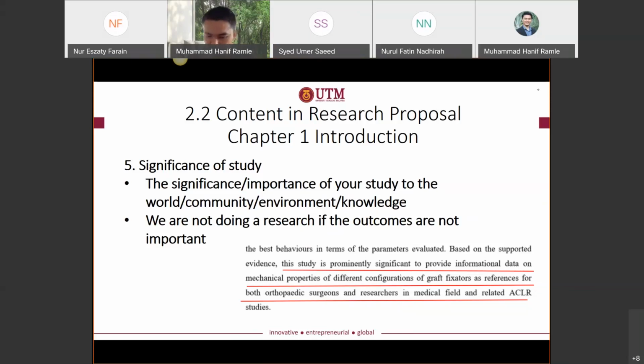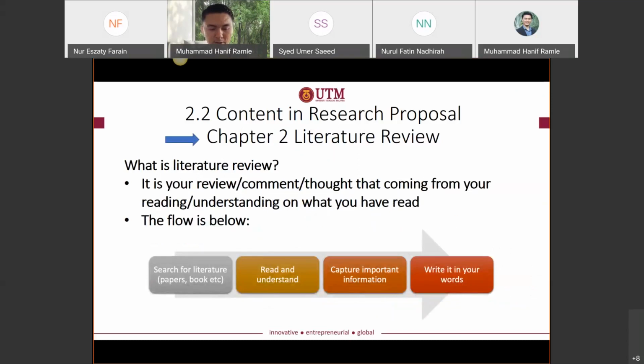So the sentence that you can refer to in the slide is like this. You can mention: this study is prominently significant to provide informational data on mechanical properties of different configuration of graft facet as references for both orthopedic surgeons. In this sentence, the student said that this study is very useful for medical doctors and researchers to develop and use the device later on, for example, to justify the choices of the medical surgeon to treat the patient. Okay, so far so good.